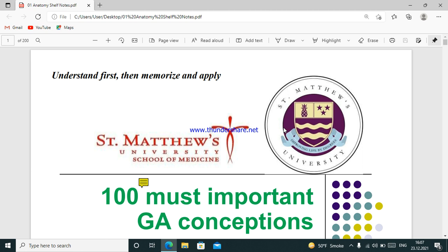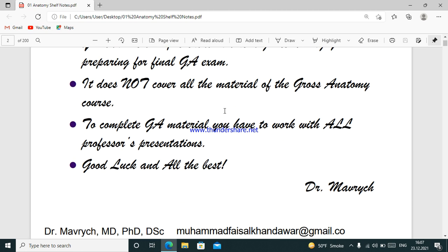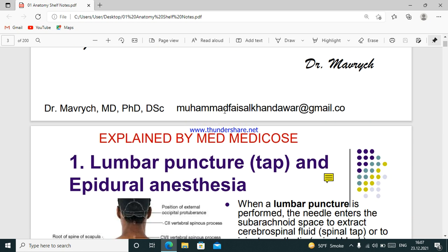So we will cover it in a number of short episodes. First we will understand, then we will memorize, and then we will apply. So our first topic is about lumbar puncture.